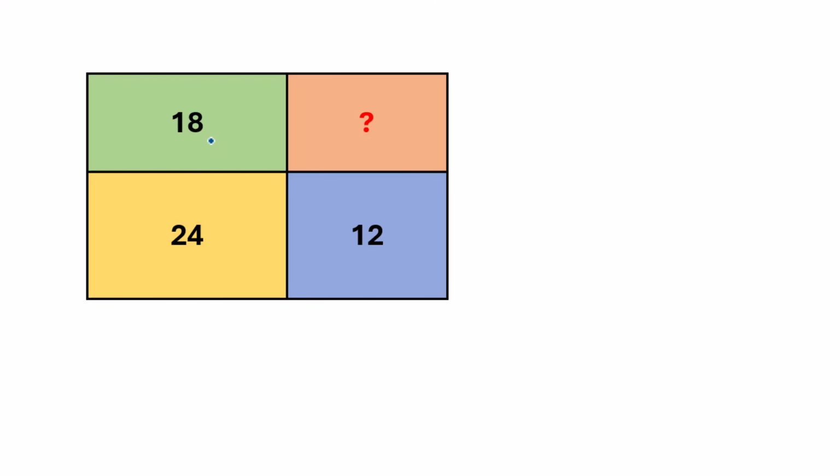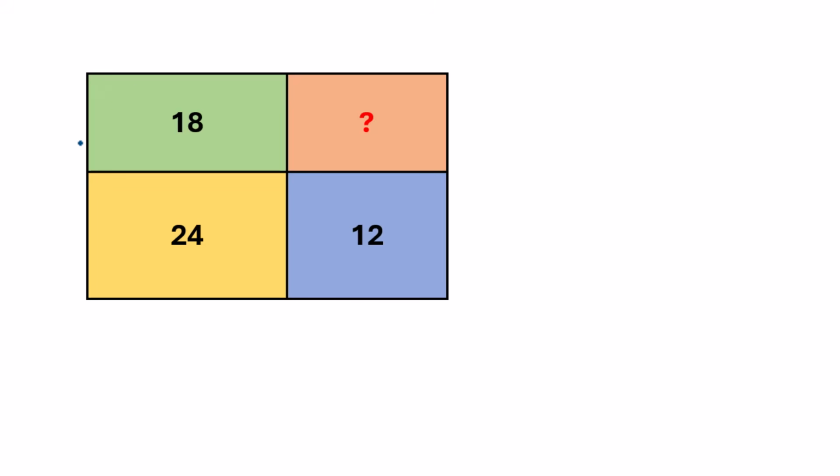Hello everyone. In this video, I am going to solve an interesting geometry problem. We have a rectangle and it has been divided into four small rectangles. The area of this rectangle is 18 square units and the area of this rectangle is 24 square units. The area of this rectangle is 12 square units and we have to find the area of this rectangle.